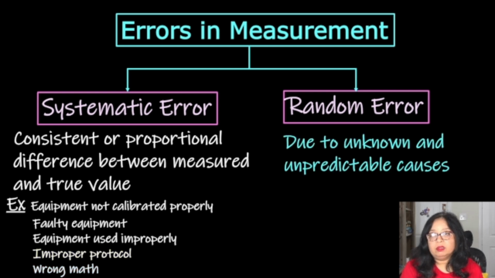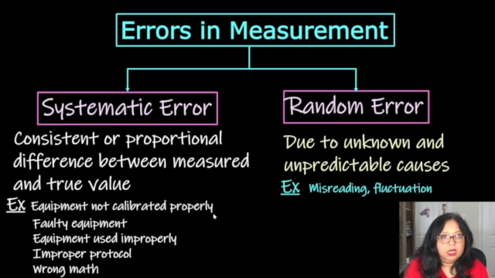As the name says, they're random. They come due to unknown and unpredictable causes. And since we do not know their cause, how do we eliminate it? Random errors are very, very hard to eliminate. Why? Because we do not know their source. And random errors can come from misreading or fluctuations. Okay?